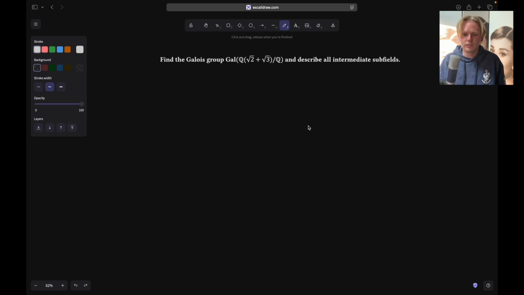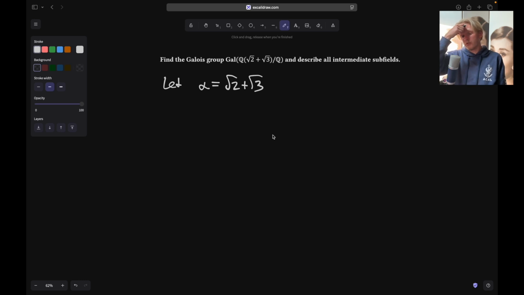So to have the Galois group, we need to talk a little bit about the element that we use to generate a new field. Okay, I don't really want to write it each time, so we call it alpha. So square root of 2 plus square root of 3.